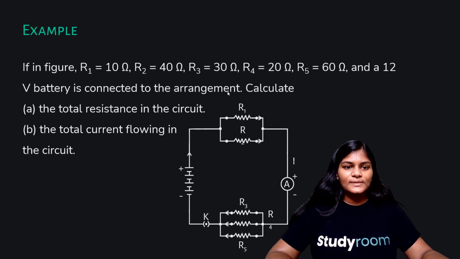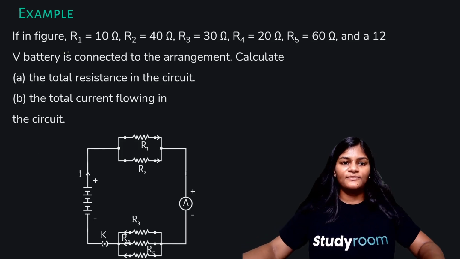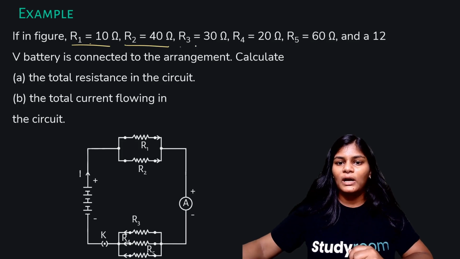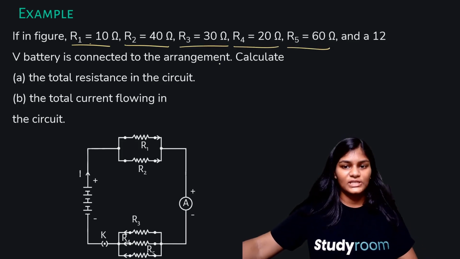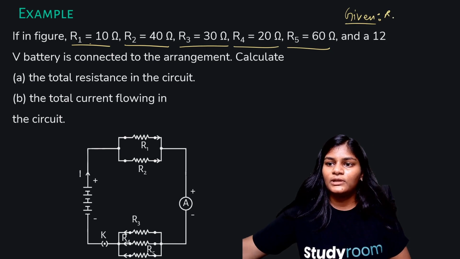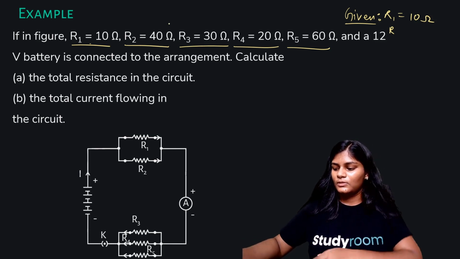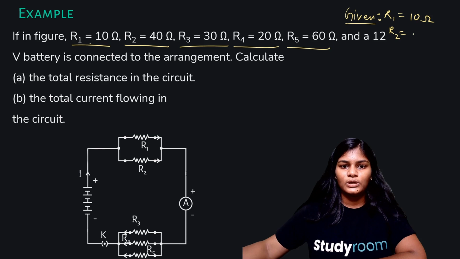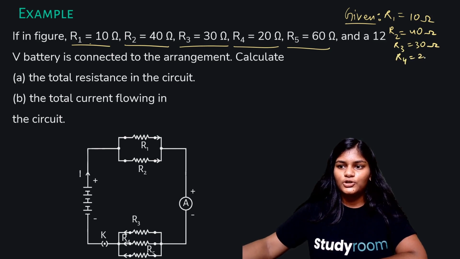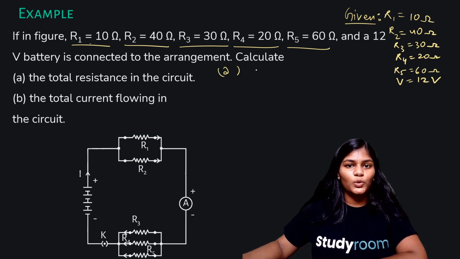The next example says that in the figure R1 is 10 ohm, R2 is 40 ohm, R3 is 30 ohm, R4 is 20 ohm, R5 is 60 ohm. So we just quickly write, I'm going to start from here because I might not have a lot of space there. Given R1 10 ohm, R2 40 ohms, R3 30 ohms, R4 20 ohms and R5 60 ohms, and we are given V is equal to 12 volts.